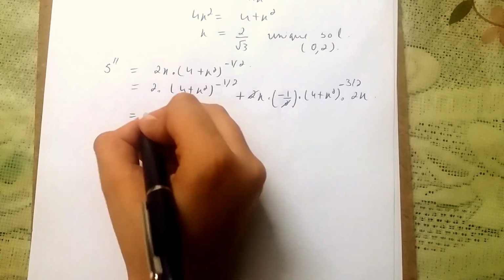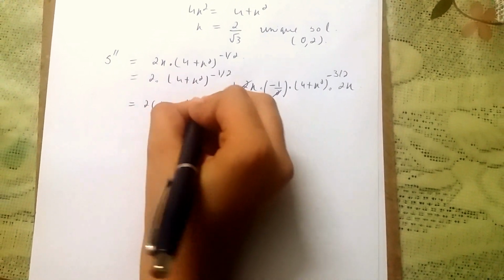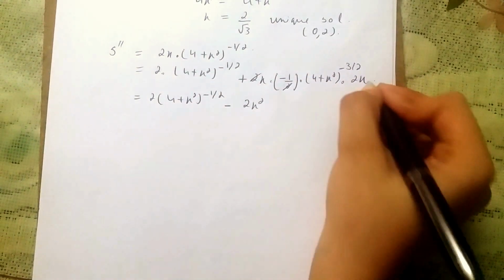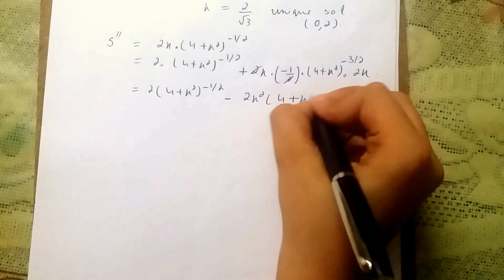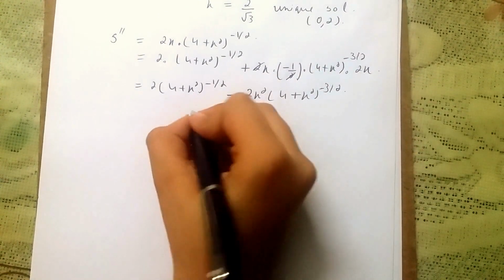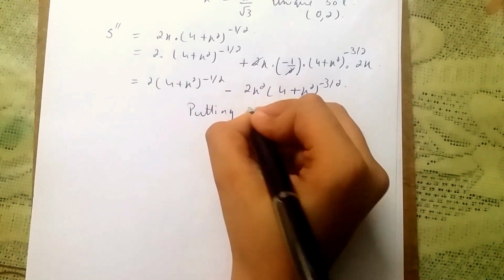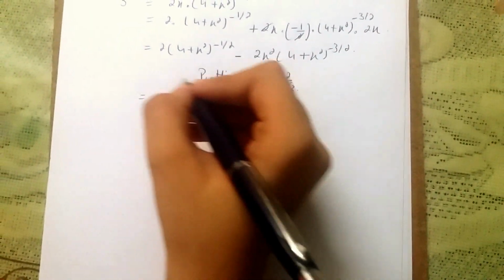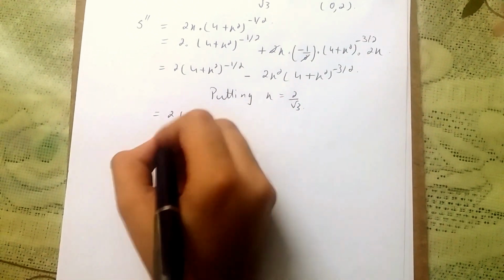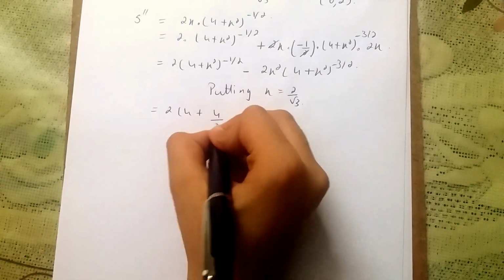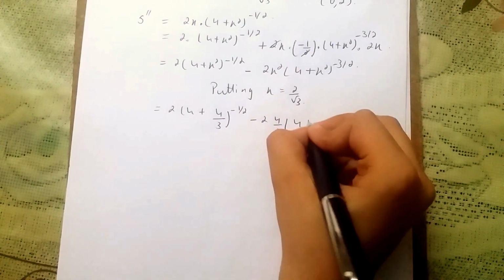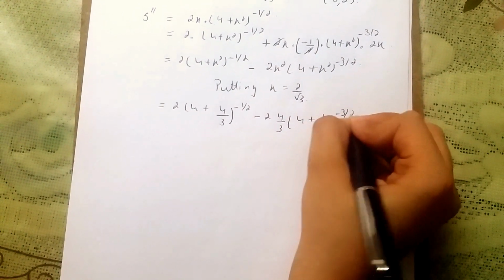So we get 2 into (4 plus x square) to the power minus 1 by 2, minus 2x square into (4 plus x square) to the power minus 3 by 2. Putting x equal to 2 by root 3, if we solve all this, we get 2 into (4 plus 4 by 3) to the power minus 1 by 2, minus 2 into 4 by 3 into (4 plus 4 by 3) to the power minus 3 by 2.